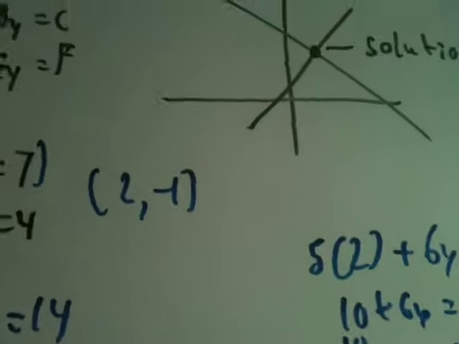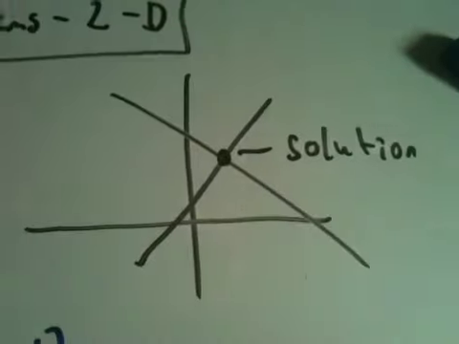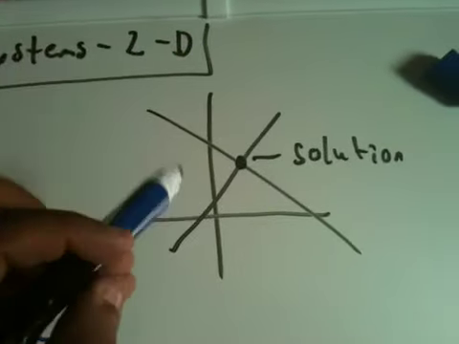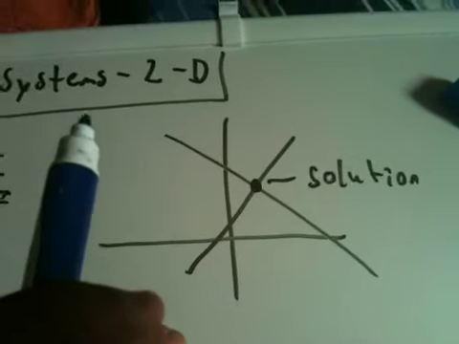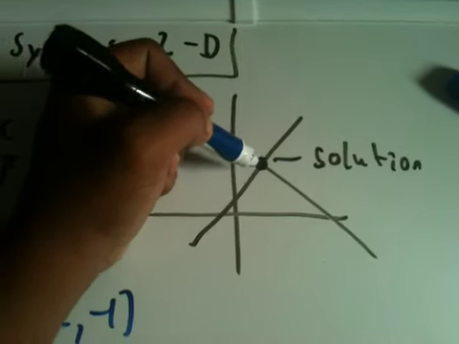Now what this means is these two lines will cross at that point. That's the graphical representation right there. If these two lines were distinct equations and they intersected, they would intersect at one distinct point right there, which represents the solution.